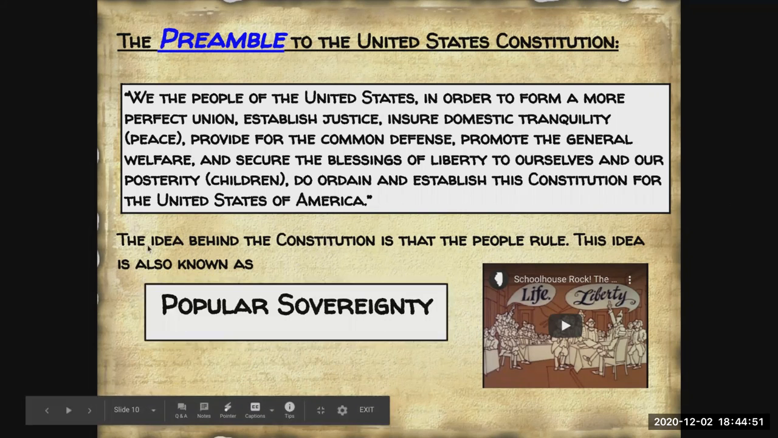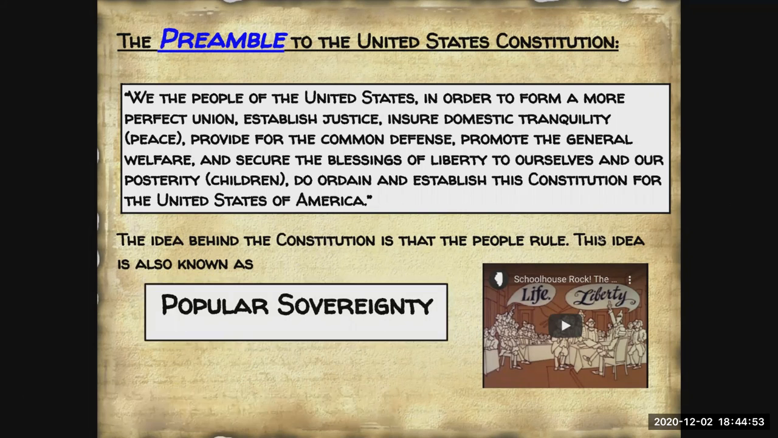So the idea behind this, the people rule, this idea is called popular sovereignty. Okay. This word you are going to hear forever and ever and ever. Popular sovereignty. Okay. The rule of the people.